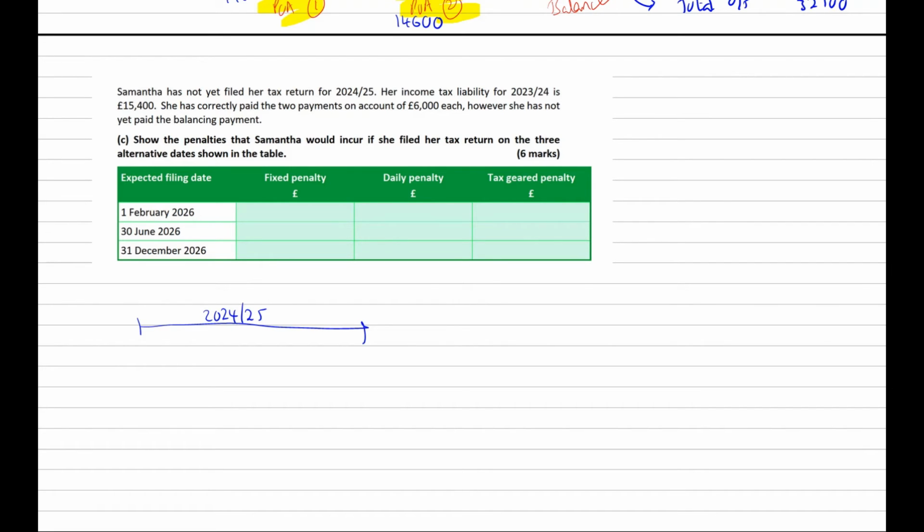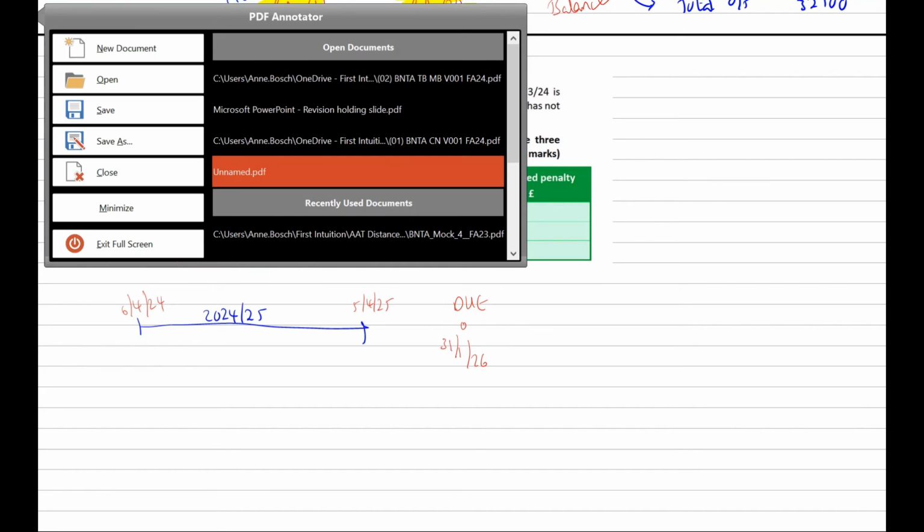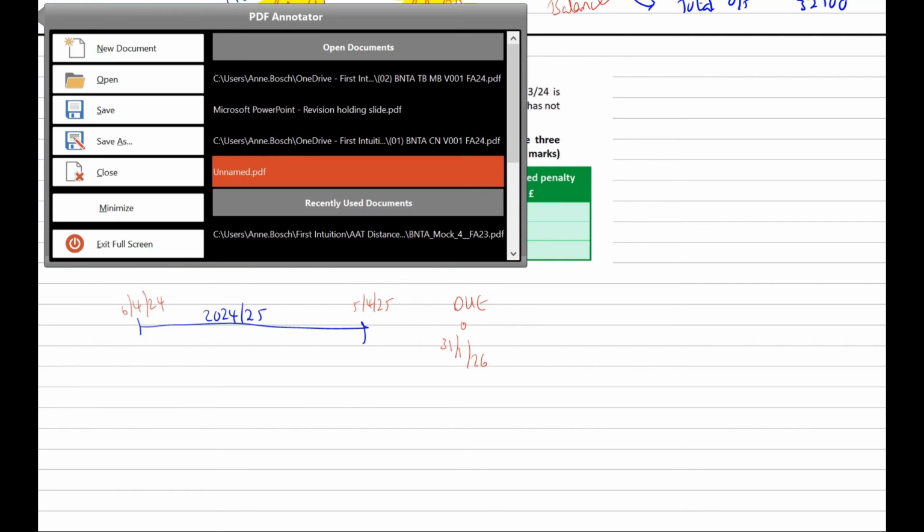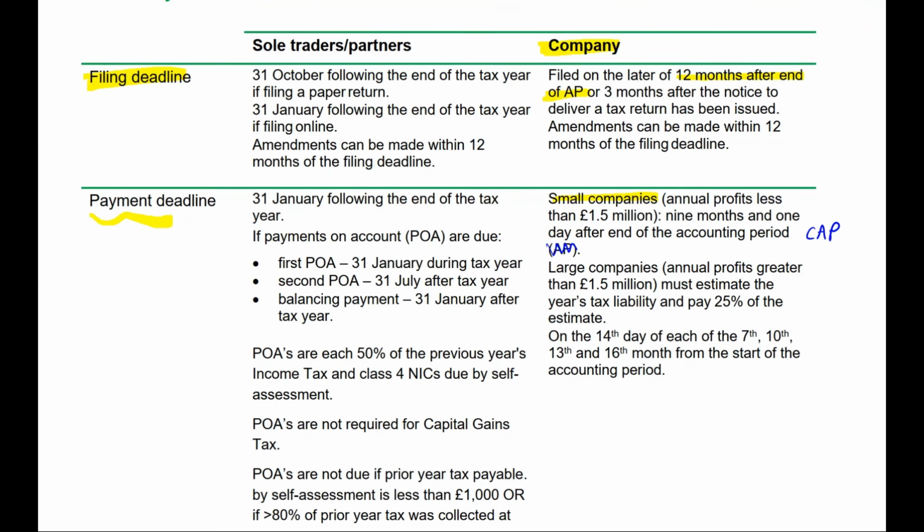and the tax return is due on the 31st of January following the end of the year. So our year is going to run from 6th of April 24 to 5th of April 25. So the tax return would be due on the 31st of January of 2026. So that's the first thing I'm going to note. The next thing I'm going to do is have a look in the reference material to see what these penalties are going to be, because I can see she didn't file it on time, as they said, it's been filed either February, June or December, so it's late. So let's see what the penalties are for these late returns, and I'm just going to jot them onto my timeline.